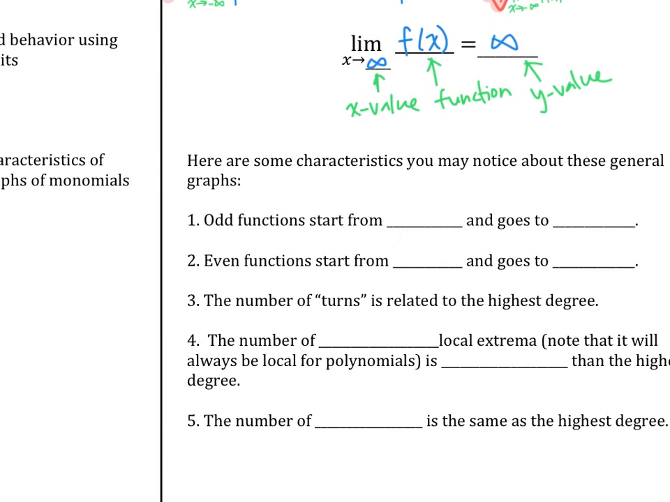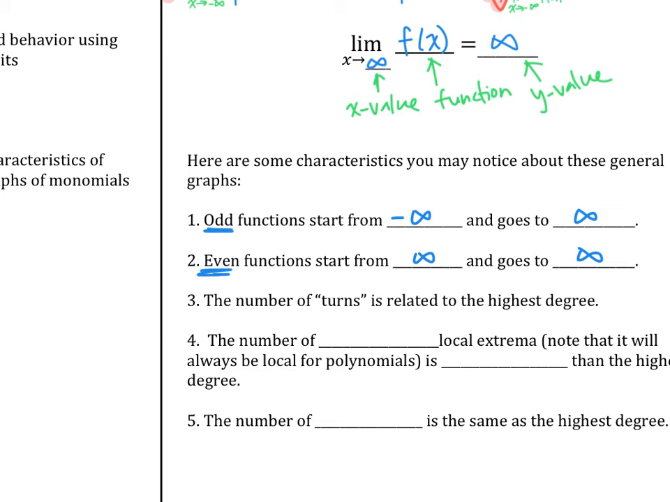All right, so let's go ahead and summarize. The characteristics of the monomial: the odd function, odd means the powers are odd, starts from negative infinity and goes to infinity. So it starts from the bottom and goes up. Even ones, that means the even powers, start from infinity and then go to infinity.